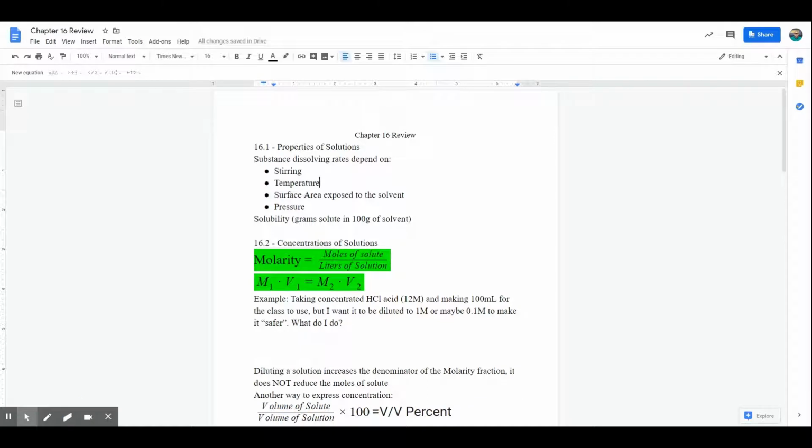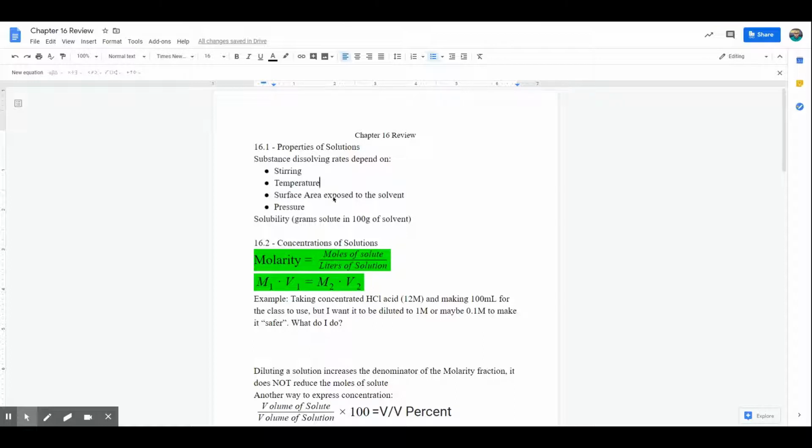Substances dissolve at different rates depending on a couple factors. So if you stir a solution, it's going to dissolve faster. If you increase the temperature, like we saw in the lab that we did in class right before we had to go to our homes, it's going to increase the dissolving rate, so it's faster at dissolving. And then the surface area, if you, for example, cut a piece of ice, it will dissolve a lot faster than if it's just one solid block. And then pressure also has an effect on this.